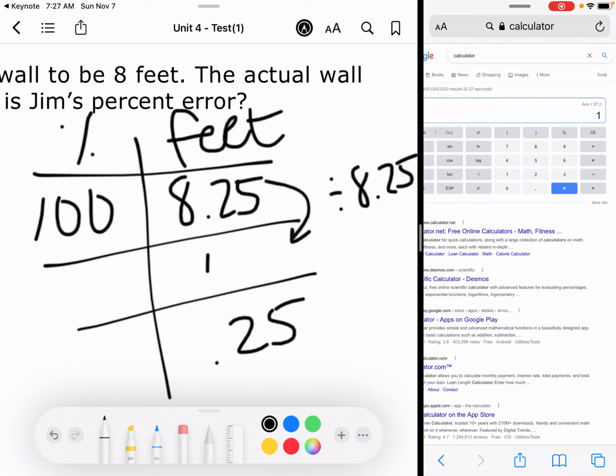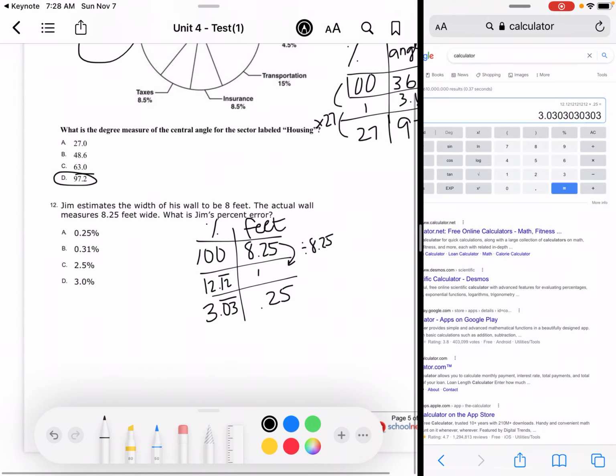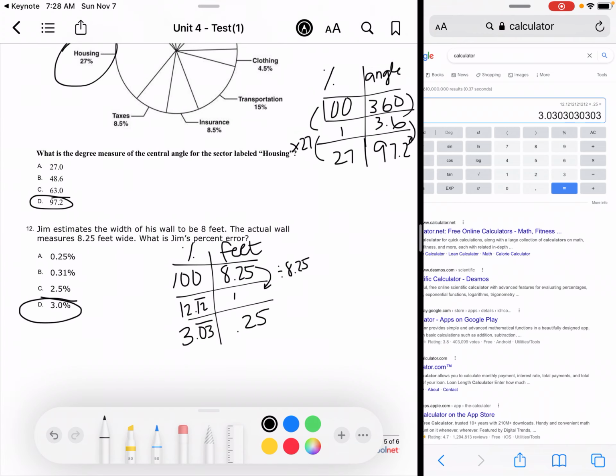So 100 divided by 8.25. I get 12.12 repeating. And then I'm multiplying that by 0.25. And I get 3.03% repeating. So they said, what is Jim's percent error? 3%.